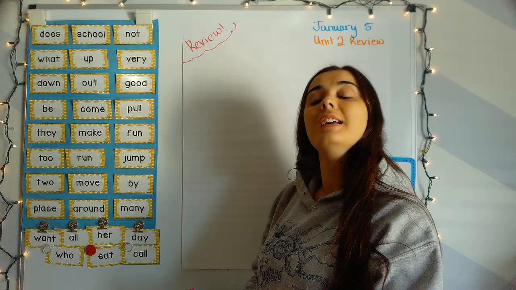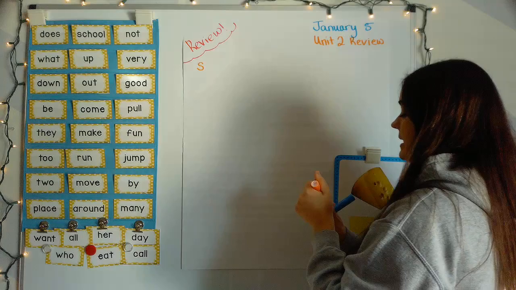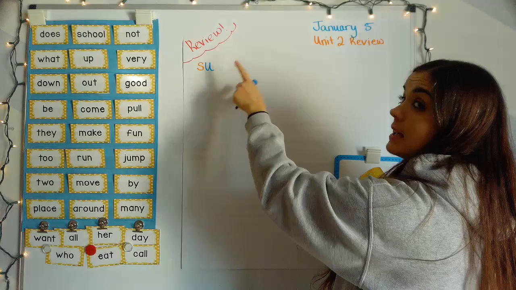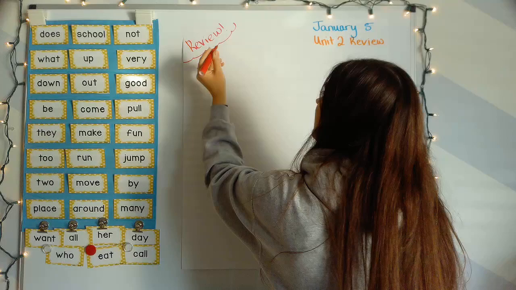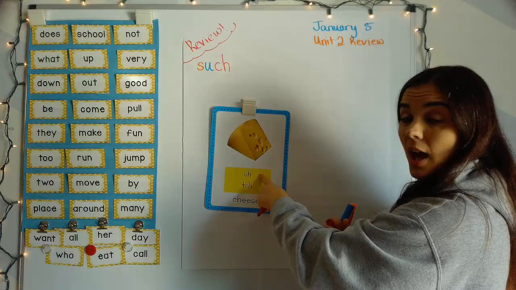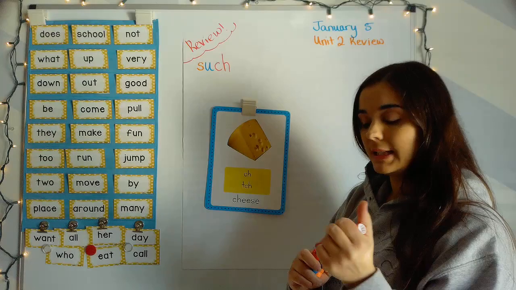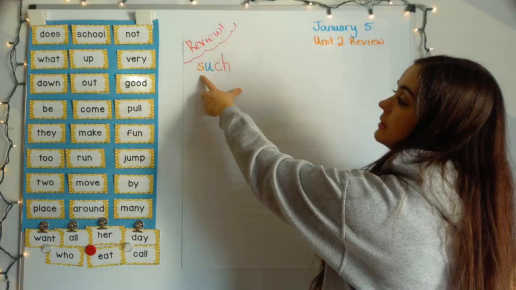S-u-ch, such. All right, so this word, such, S says s, U says u, and then C-H, like the cheese card, says ch. So the ch can be spelled with a ch, as in this word, such, or it can be spelled with a tch, like a word that we're going to do in a little bit. Tch you will only see at the end of a word. All right, now let's blend. Such. Excellent. Thank you. All right, next word.